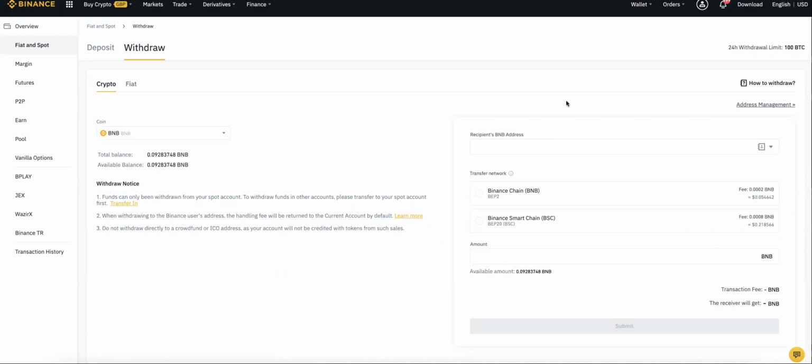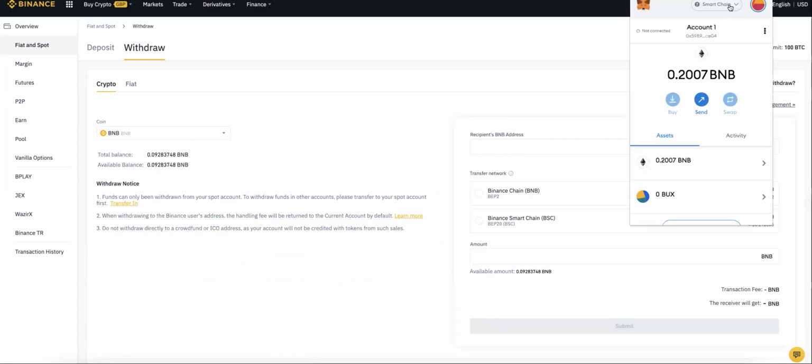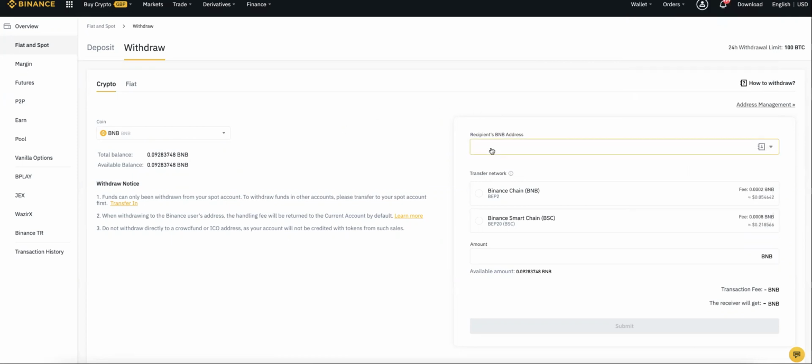So you then put the address here. You come to your MetaMask and make sure the Binance Smart Chain is selected and not the Ethereum main network. You copy this address here. You come into Binance, you put the address here, and you pick Binance Smart Chain.